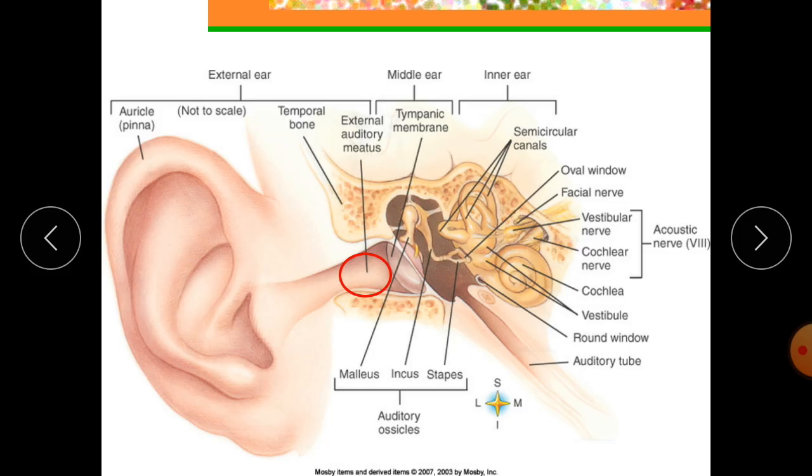Here is the external auditory meatus or canal, which is 2.5 centimeters long. This is the temporal bone, and this canal runs through the temporal bone. This is the stapes, the smallest bone of our body. This is the round window, which is membranous. And this is the auditory tube, also called the pharyngotympanic tube.